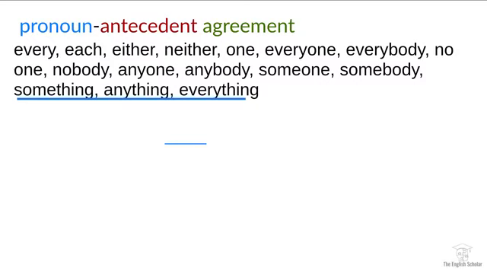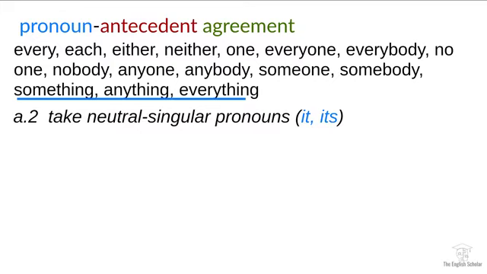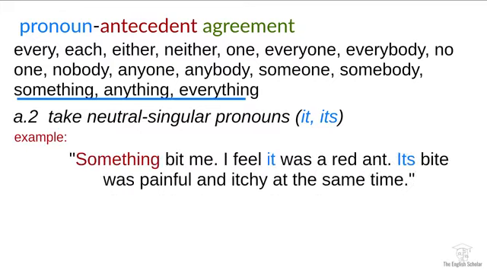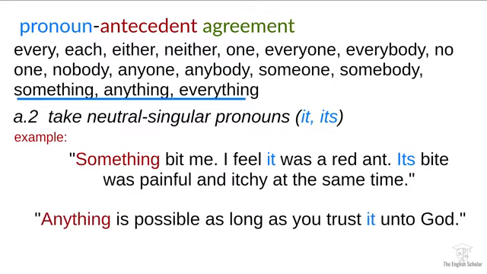Something, anything, and everything refer to anything except people, and they take the singular pronouns it and its. For example, something bit me. I feel it was a red ant. Its bite was painful and itchy at the same time. Anything is possible as long as you trust it unto God.